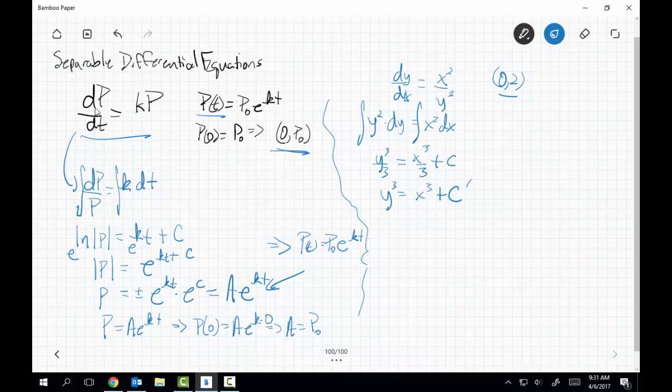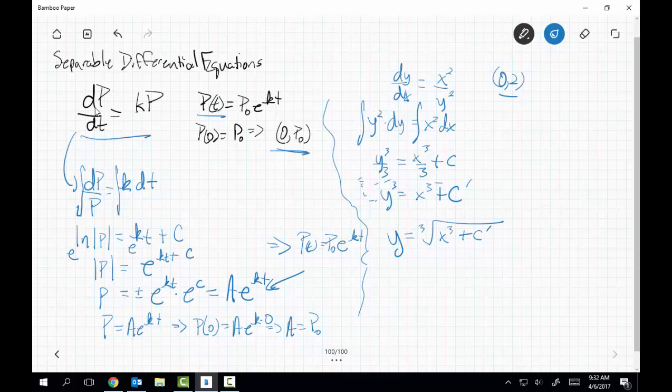Now, there's a trick here, and you don't have to do this. You just make your life easier if you do. I need to, at this point, solve for c. Now, you may be saying, but Ripley, why don't I take the cube root of everything? Well, I can. I totally can. In fact, I will, just to show you guys. If I take the cube root of everything, what I end up with is y equals the cube root of x cubed plus c prime, right?